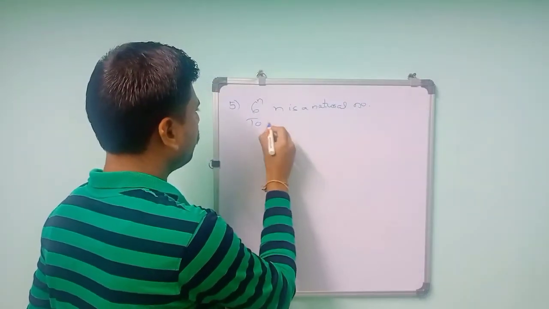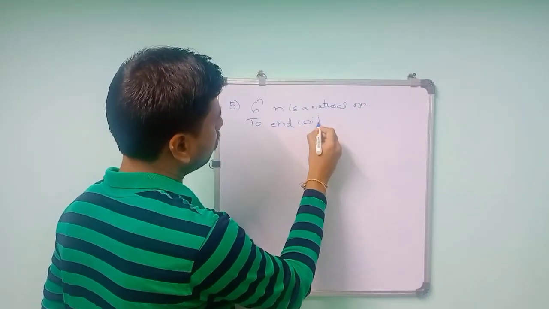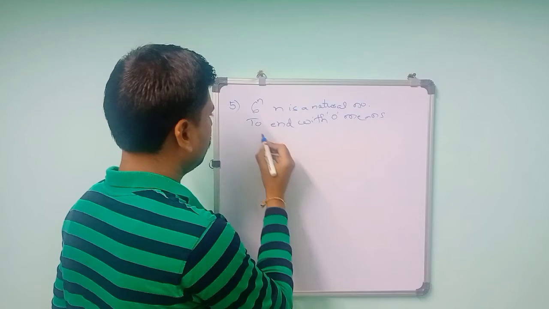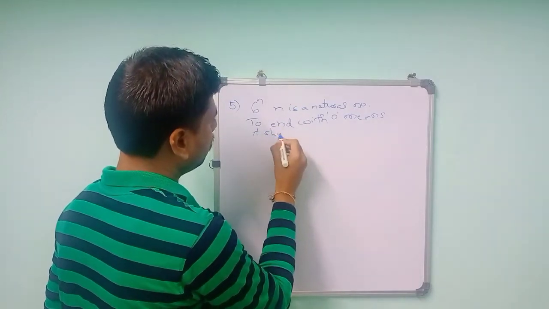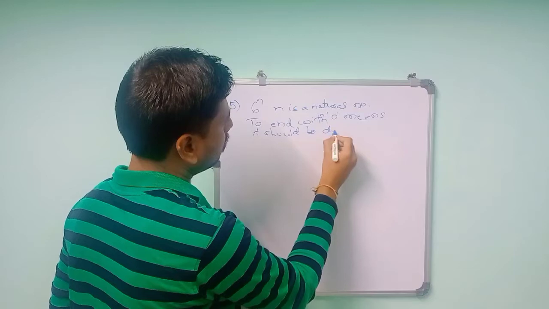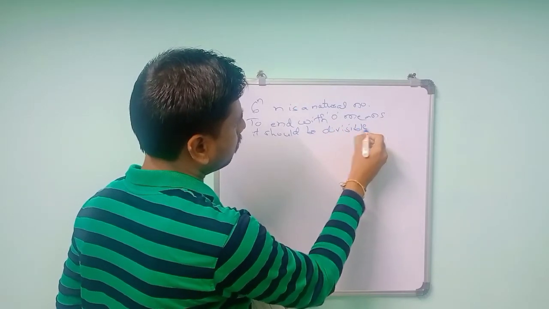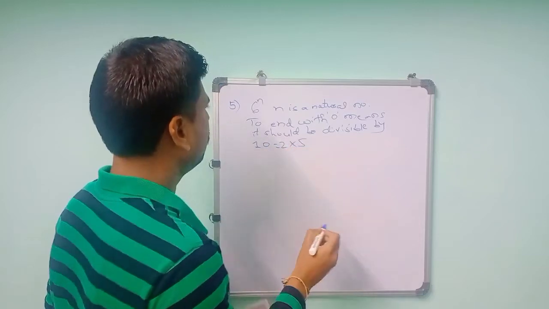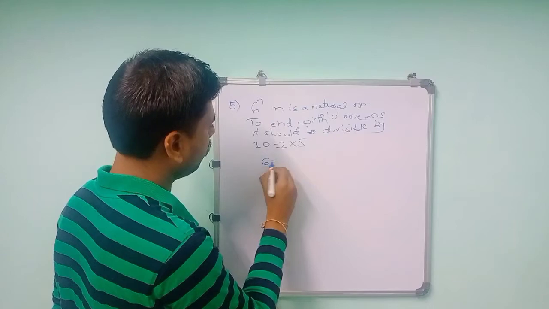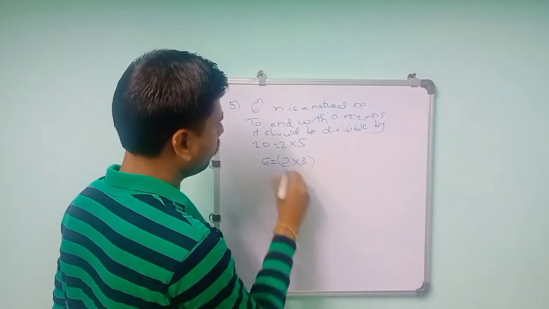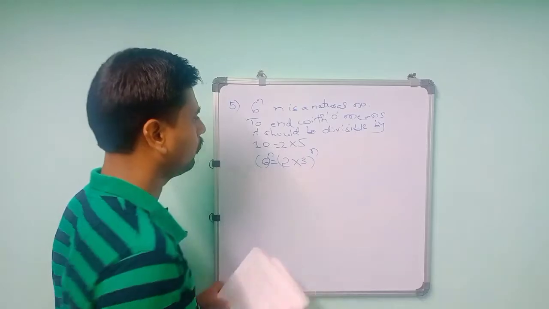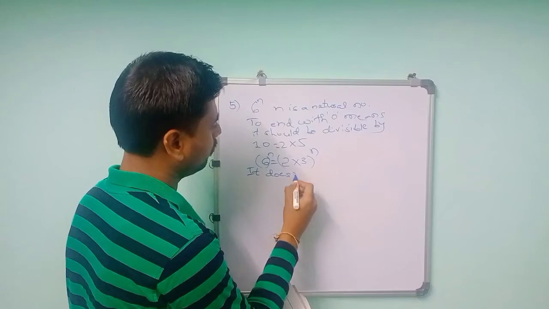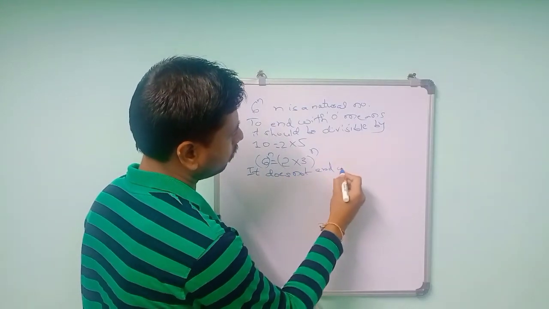To end with 0 means it should be divisible by 10. That is, 2 into 5 factors. But here we have 6 raised to n, so 6 we can write as (2 into 3) raised to n. So 2 is present but 5 is not present. So it does not end with the digit 0.